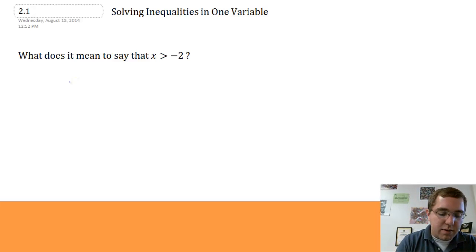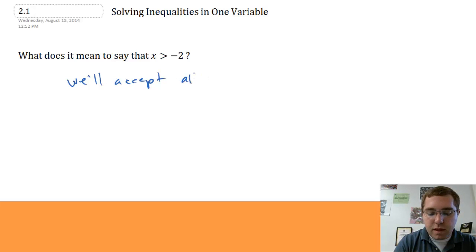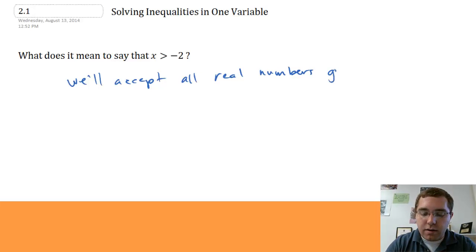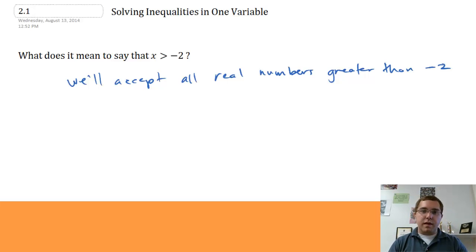Well, it's saying that we'll accept all real numbers for x that are greater than negative 2, that are bigger than negative 2. We'll take anything bigger than negative 2. Will we take negative 2? No, because it's not bigger than itself. We're strictly greater than negative 2 here. So we'll take anything bigger than negative 2.